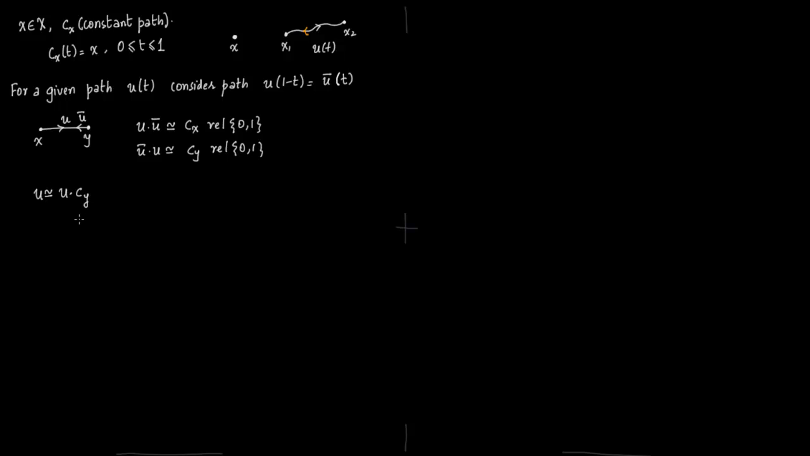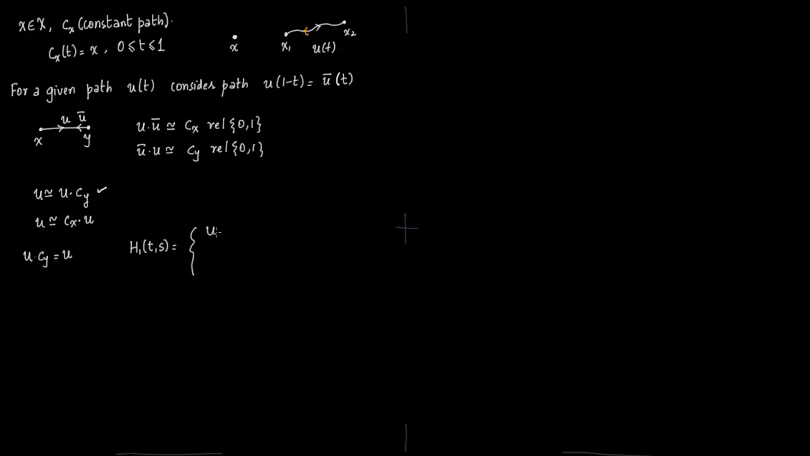Other homotopies are, say, u is homotopic to: you first travel u in the first half of the interval, that is 0 to half, and in the second half of the interval from half to 1 you remain constant at y. Similarly, u is homotopic to: in the first half of the interval you just remain at x, and in the second half of the interval from half to 1 you take the path u. So we are just going to prove this result: u is homotopic to first you travel u and then you remain constant at y.